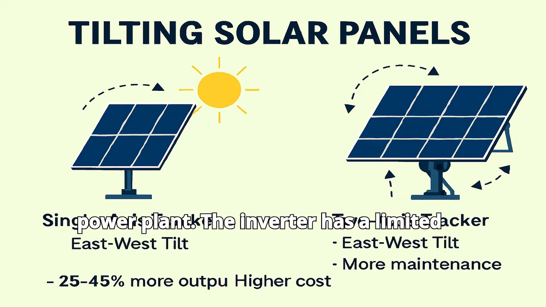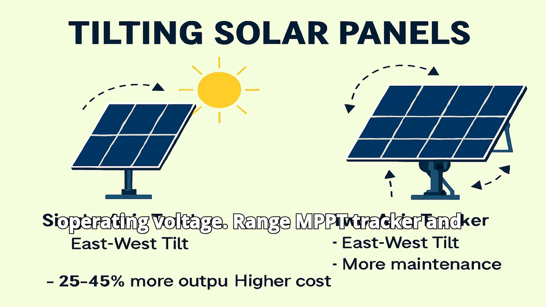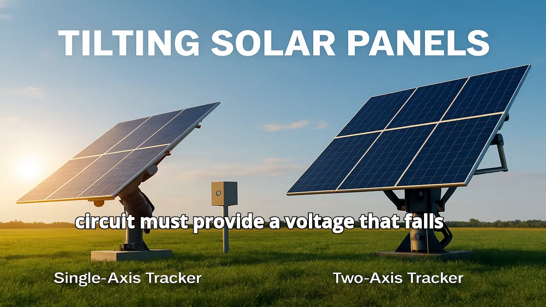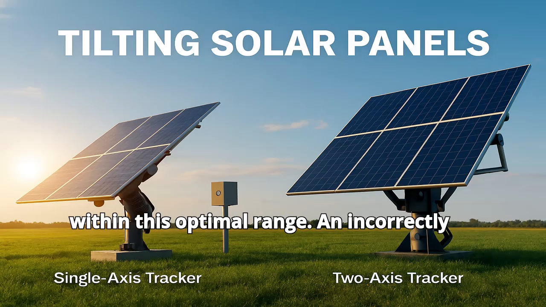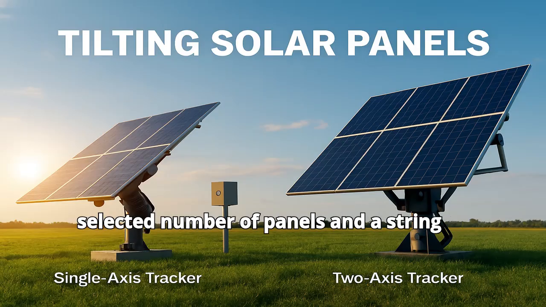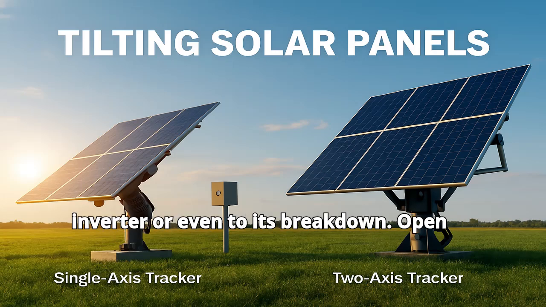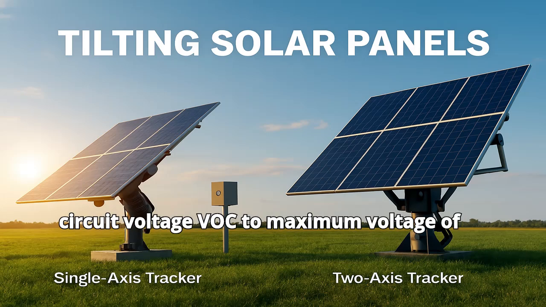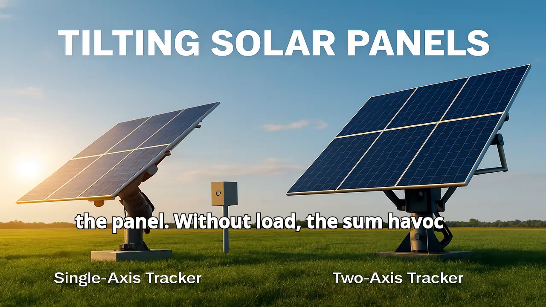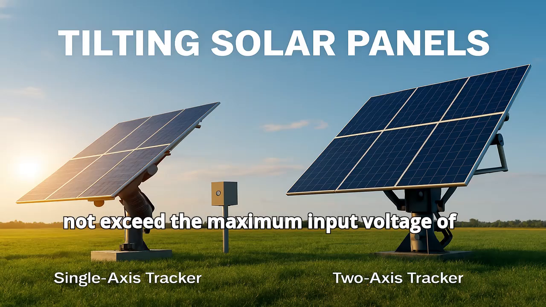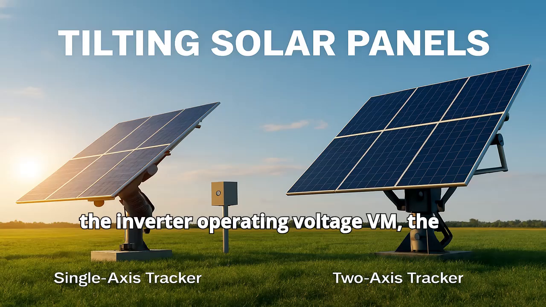The inverter has a limited operating voltage range, MPPT tracker, and the panels connected in a string, series circuit, must provide a voltage that falls within this optimal range. An incorrectly selected number of panels in a string will lead to inefficient operation of the inverter or even to its breakdown. Open circuit voltage, VOC, the maximum voltage of the panel without load. The sum of VOC of all panels in the string must not exceed the maximum input voltage of the inverter.